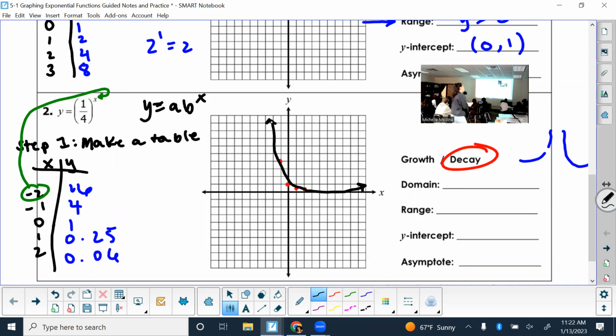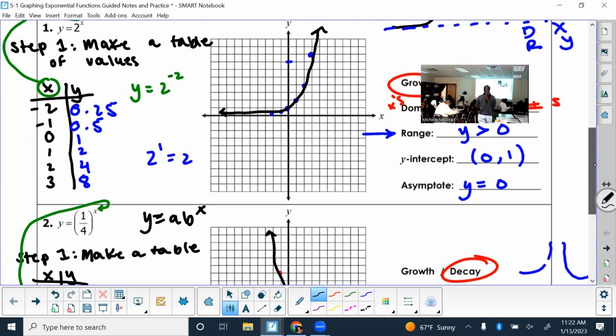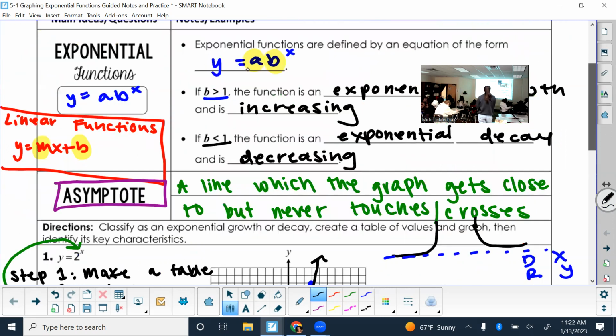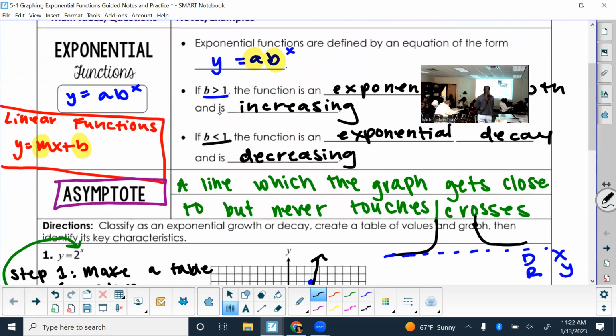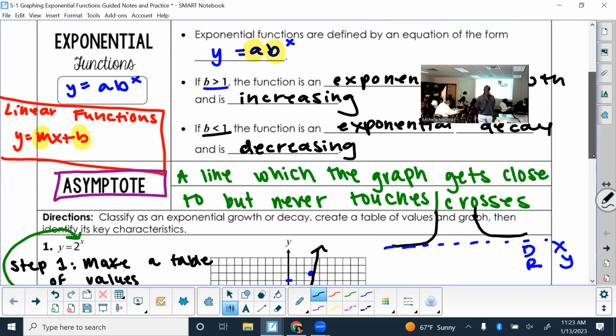So it's decreasing from left to right, it's decay. Also, you could tell by looking at the formula because the number attached to x, is it bigger or smaller than 1? Anytime it's smaller than 1, it's going to be decay. Without even graphing it, that's what it should be. And that's in our vocab here from yesterday. But if you weren't here yesterday, that's online.